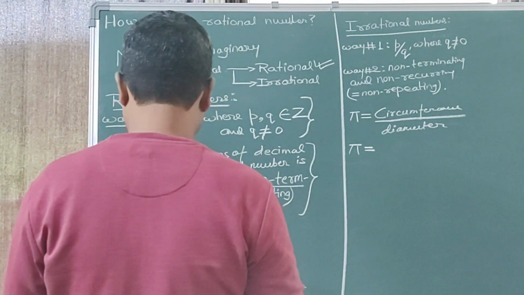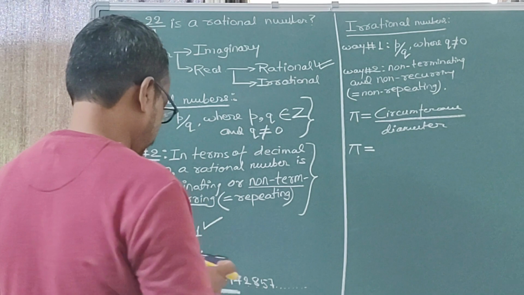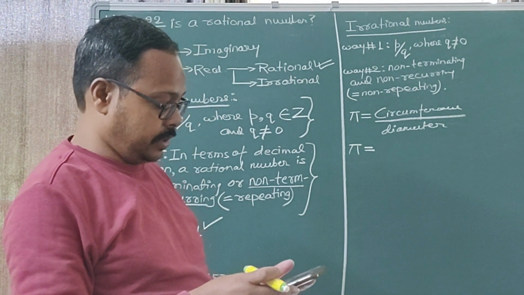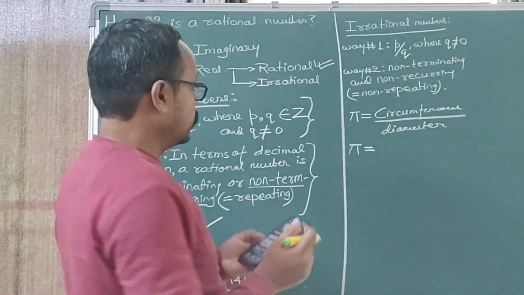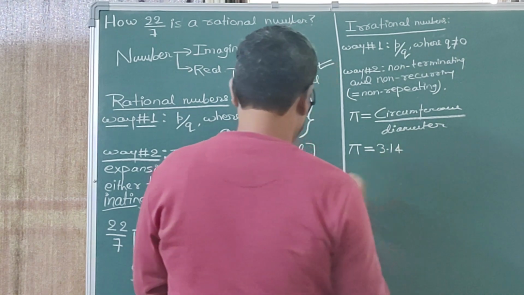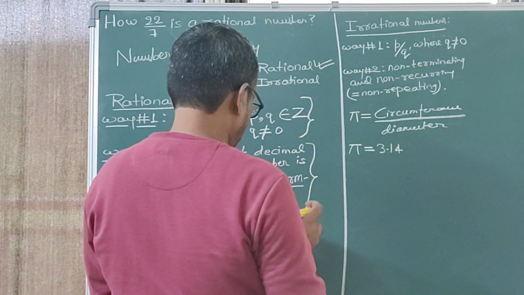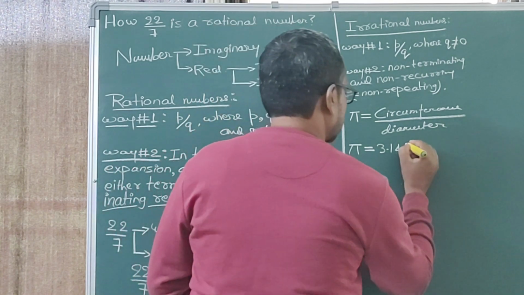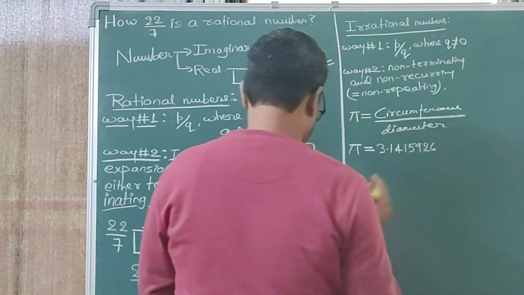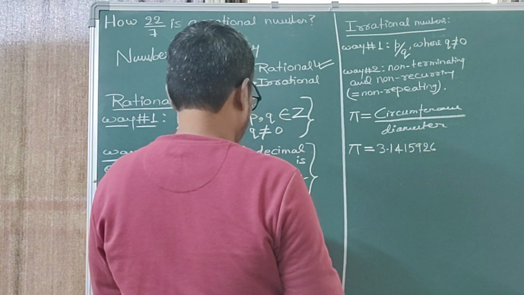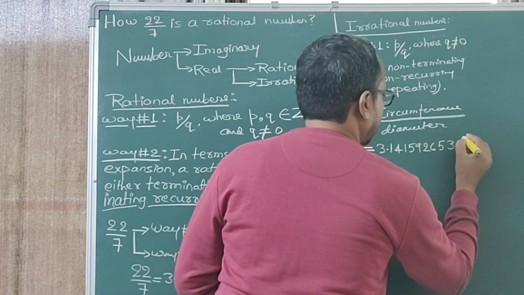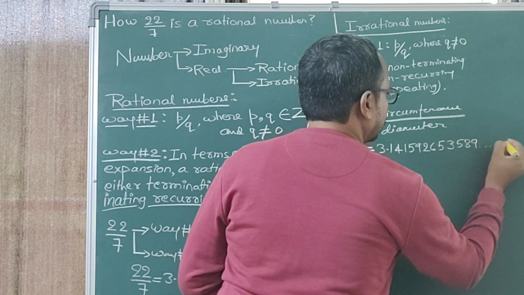I will try to find out the value of pi. Just a moment, please. The value of pi, it says, is approximately 3.14, okay, 15926, 15926, right, and then 53589, 53589, and so on.